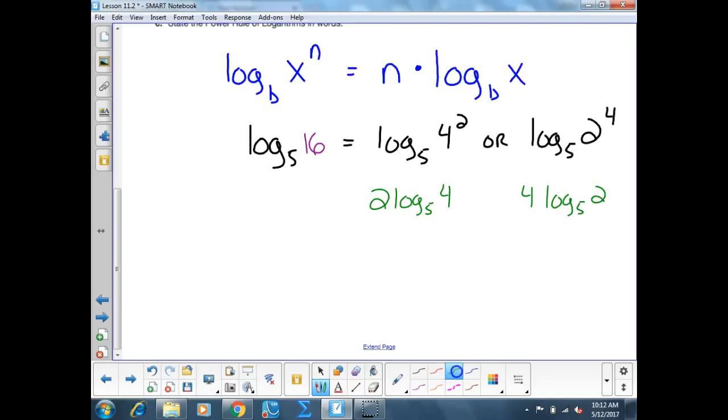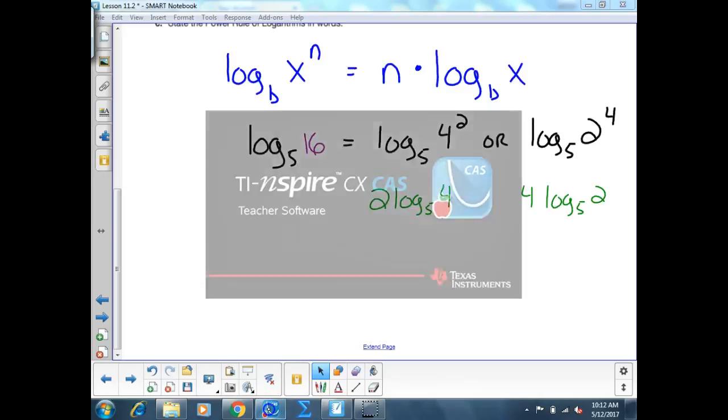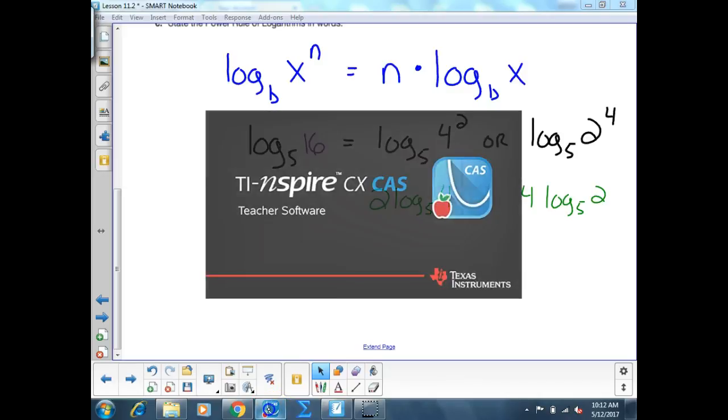Now, to show you that I'm not just up here being all cray-cray, okay, let's go to a calculator. Because we have the change of base formula that we can do, right? Okay. Yep, we're going to a calculator.